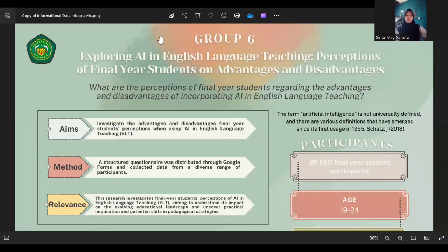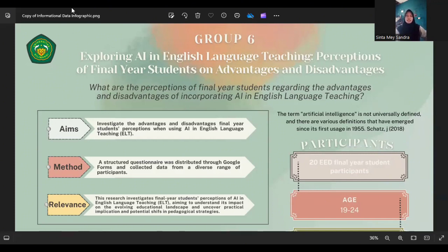We are from Group 6, and it's a pleasure for us to be here in this Zoom meeting for today's poster presentation to present the findings of our study about exploring AI in English language teaching, perceptions of final year students on advantage and disadvantage. In today's presentation, we will discuss the aims, method, and relevance, the definitions of AI, the participants, and research questions, and then the findings, the advantages and disadvantages, and the last is the conclusion and recommendation. But before we start, let me introduce my group members.